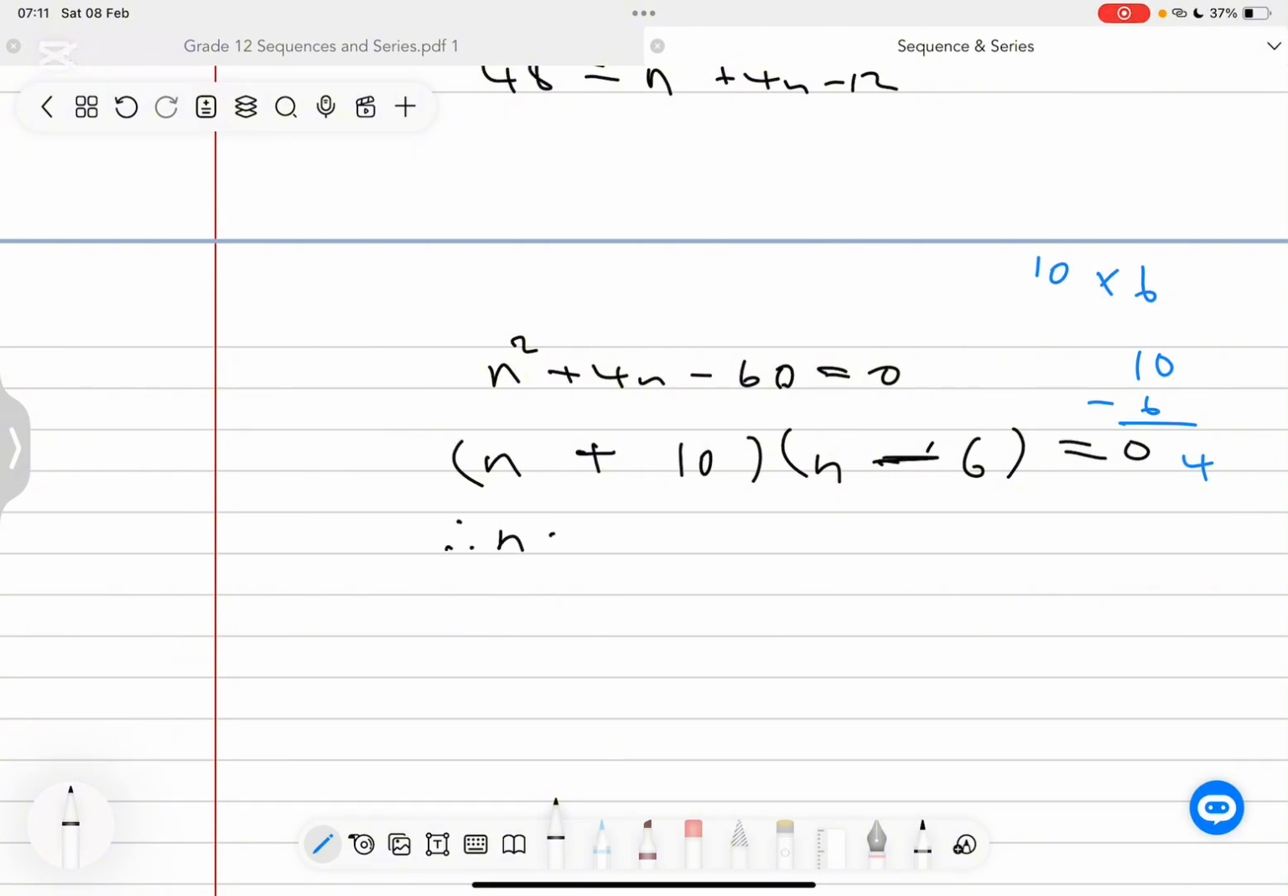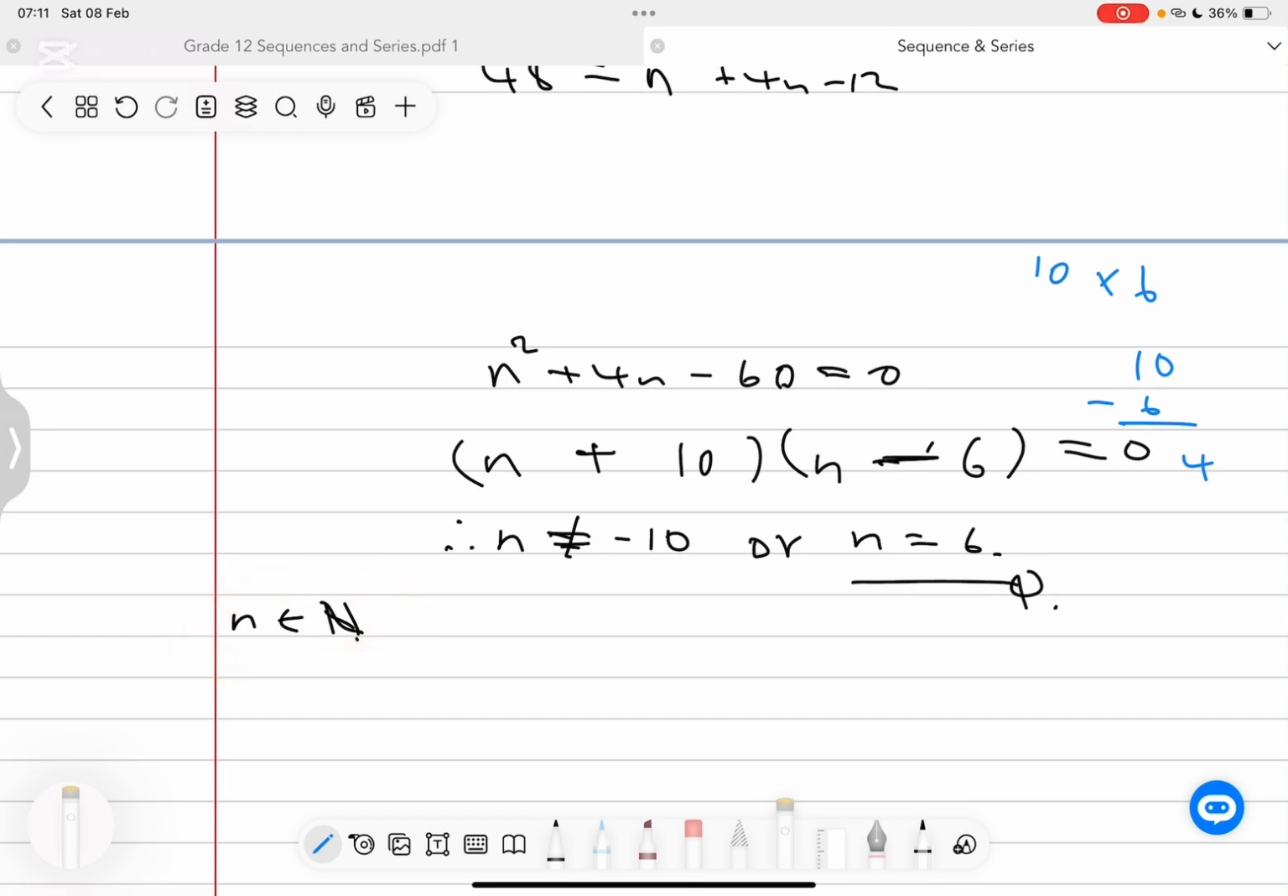And this becomes easy to find the final answer, because n would be negative 10 or n would be 6. However, remember n has to be an element of natural numbers, right? It is only allowed to be the counting numbers. So n can never be a negative 10. We're going to reject that answer, to say n should never be equal to negative 10. And in fact, the correct answer would only be this one. n has to be 6 because it's one of the natural numbers.